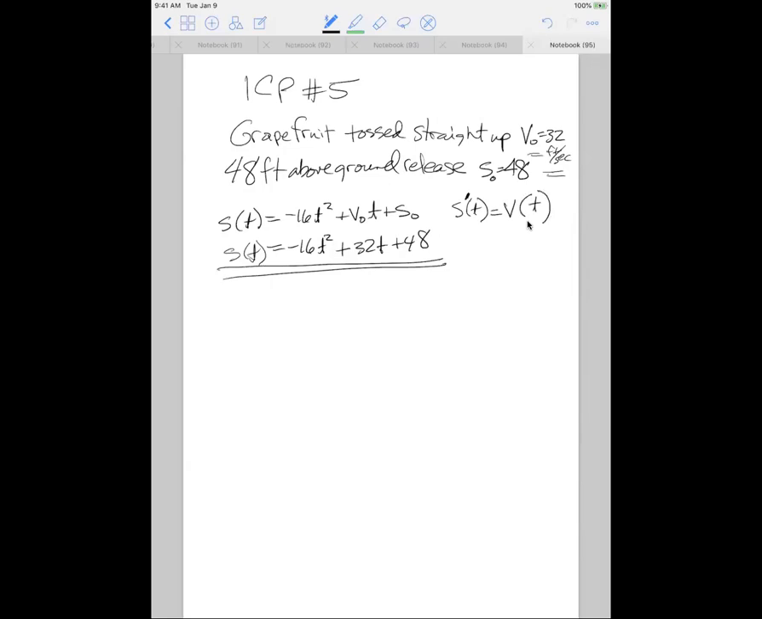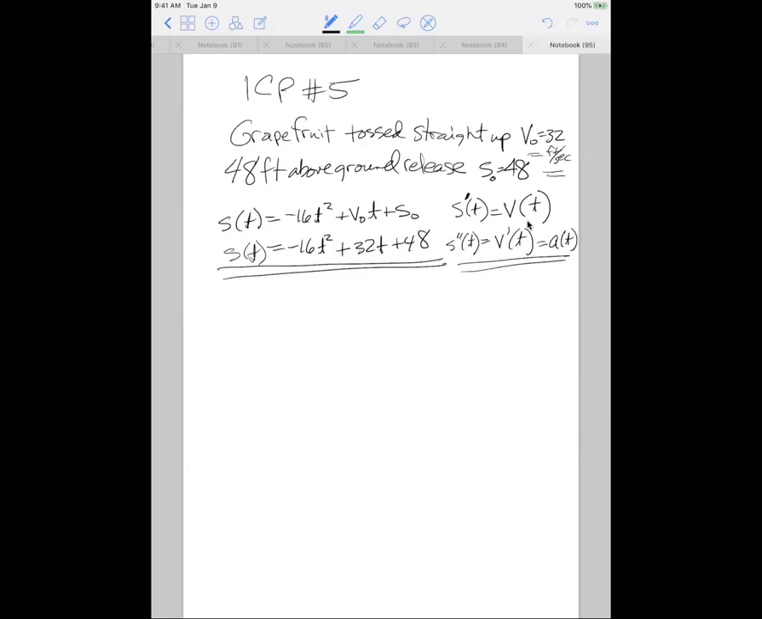And then what if you take the derivative of that? We're talking about s double prime now. That is, what's the rate of change of the velocity? How fast is the velocity changing? That is equal to the acceleration. So we've got these significant relationships: the derivative of position is velocity, and the derivative of velocity is acceleration.